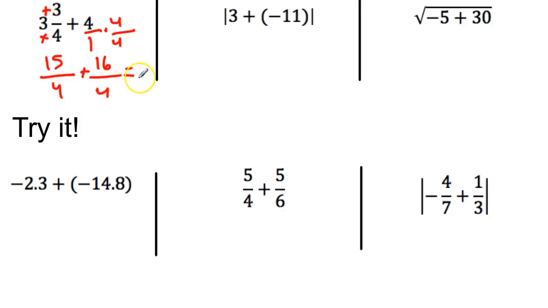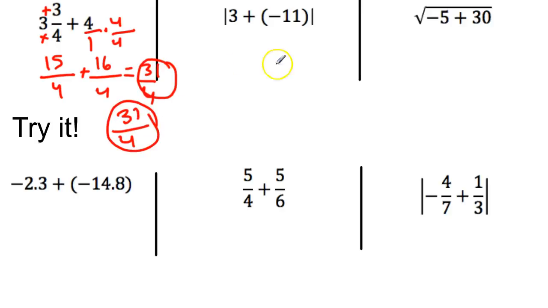Now I can add them. The denominators are the same. So the bottom is 4. 15 plus 16 is 31. And let me write that a little clearer. 31 over 4. And there you go.